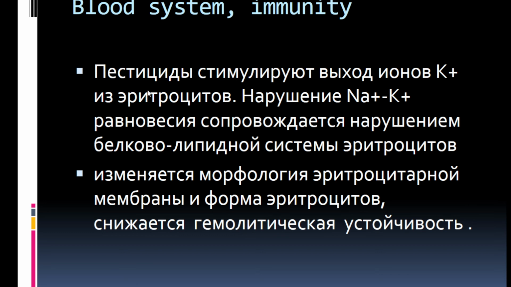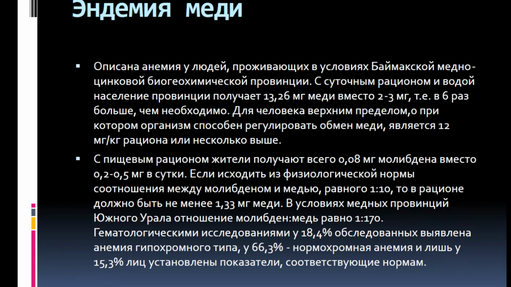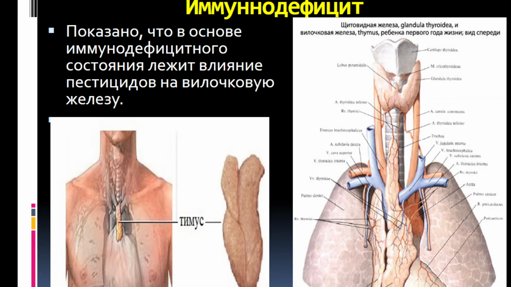On the blood system, we have influence because pesticides stimulate excretion of potassium ions and disbalance of the sodium and potassium equilibrium, and it causes disorders of the structure, proteins and lipids systems of erythrocytes. It causes changes of morphology of the erythrocyte membrane and the form of erythrocytes, and the hemolytic resistance of erythrocytes decreases in this case, etc. We have very many different diseases as a consequence of some chemical elements on different systems. Sorry for my Russian language.